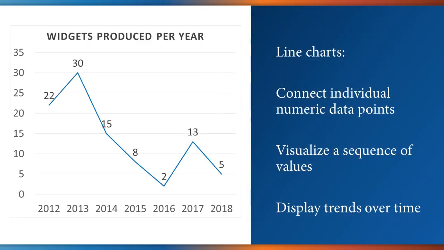Next, let's look at guidelines regarding line charts. Line charts are right up there with bars and pie charts as one of the most frequently used chart types. Line charts connect individual numeric data points. The result is a simple, straightforward way to visualize a sequence of values. The primary use of a line chart is to display trends over a span of time.